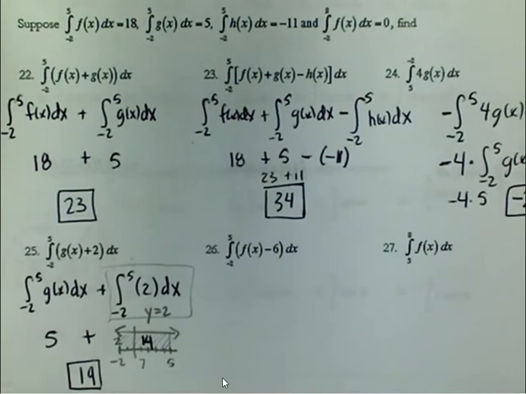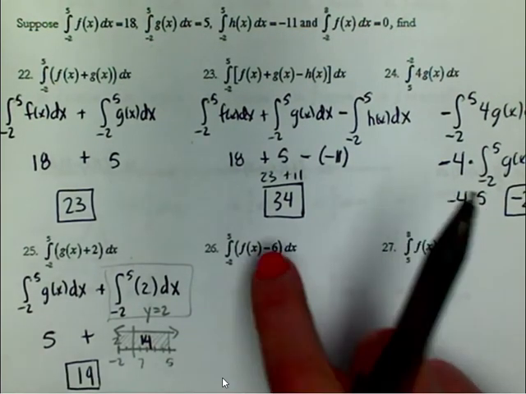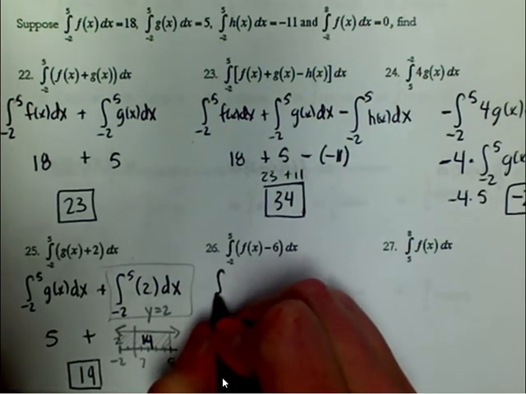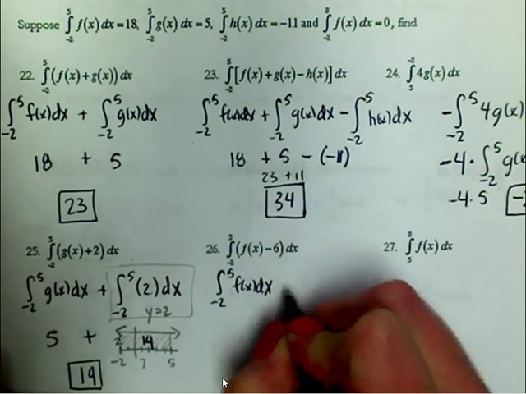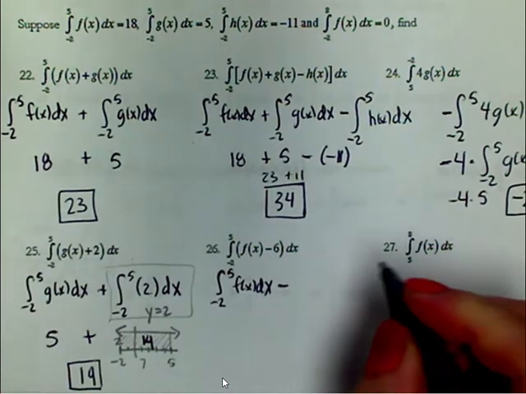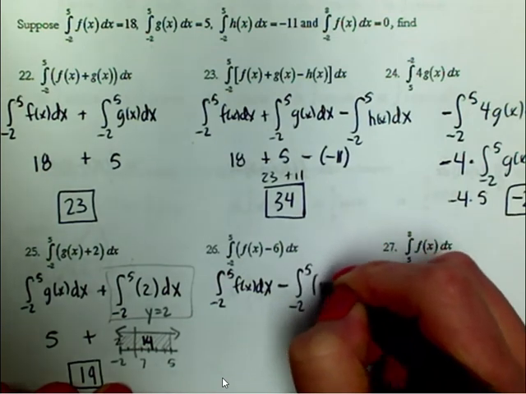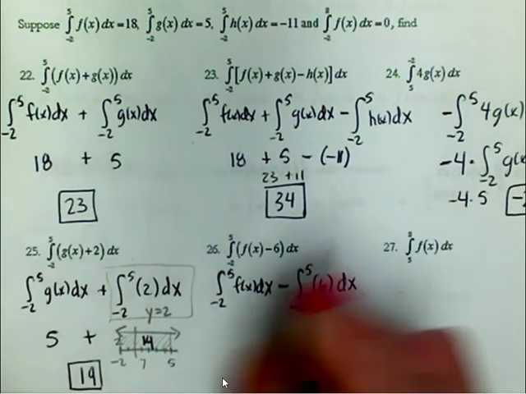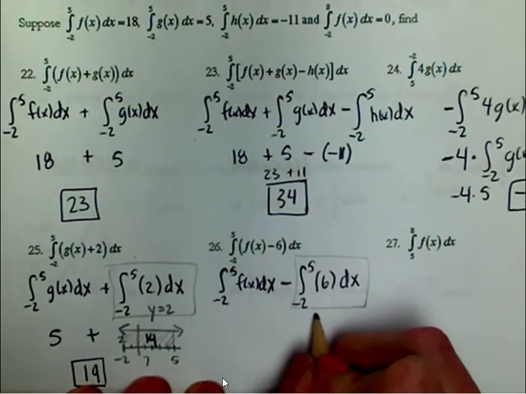Let's go ahead and try the next one. Notice it's a similar format. We have a negative 6 here. So let's separate it. Negative 2 to 5 f of x dx. Now I'm going to bring that negative in front. Only one negative. 6 dx. Okay, this is like worksheet number 4.